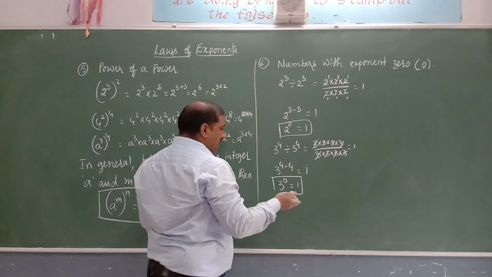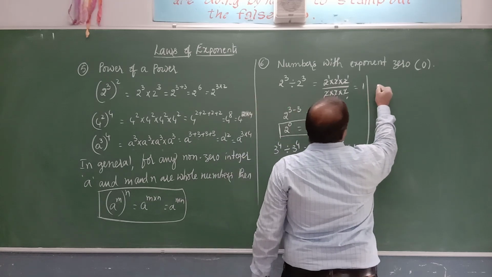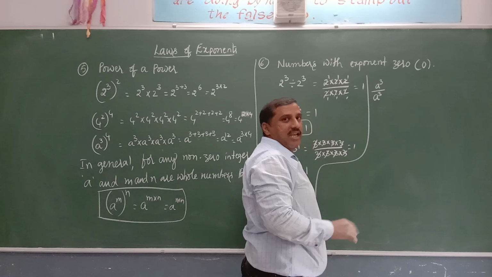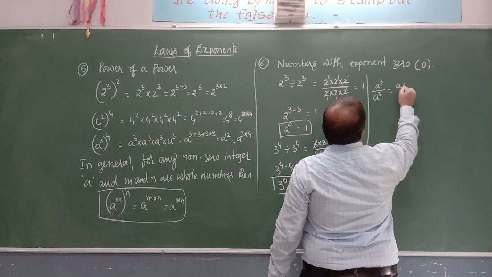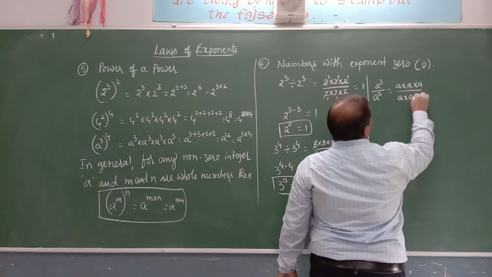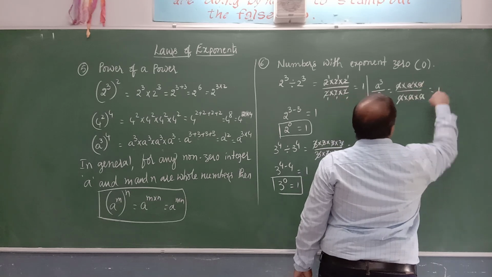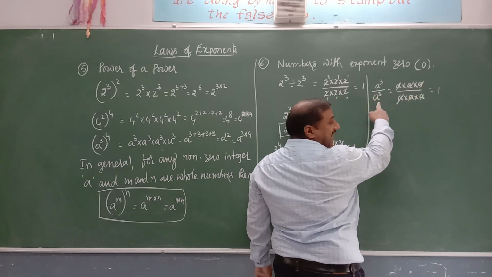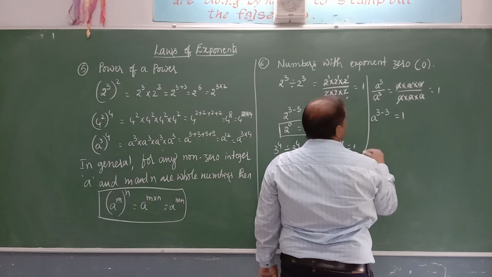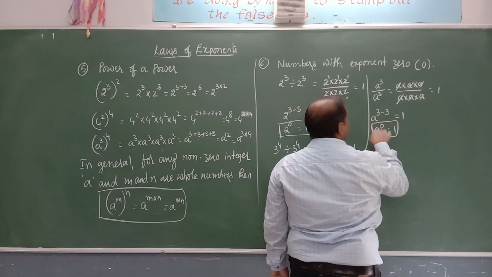We can apply this for any variable also. When we apply it for a variable, a cube divided by a cube is a into a into a divided by a into a into a. Again the a's cancel and we get 1. Applying the second law of exponents, a to the power of 3 minus 3 is a to the power of 0, which is equal to 1.